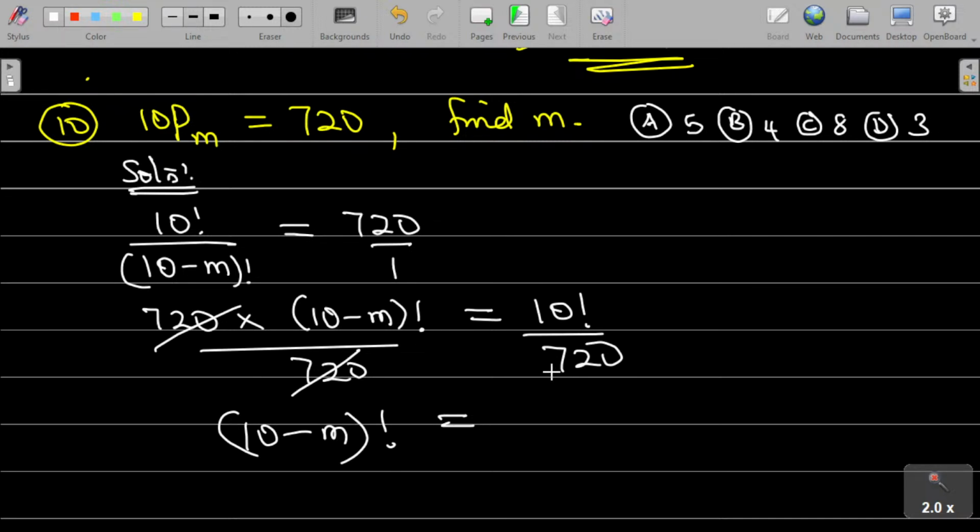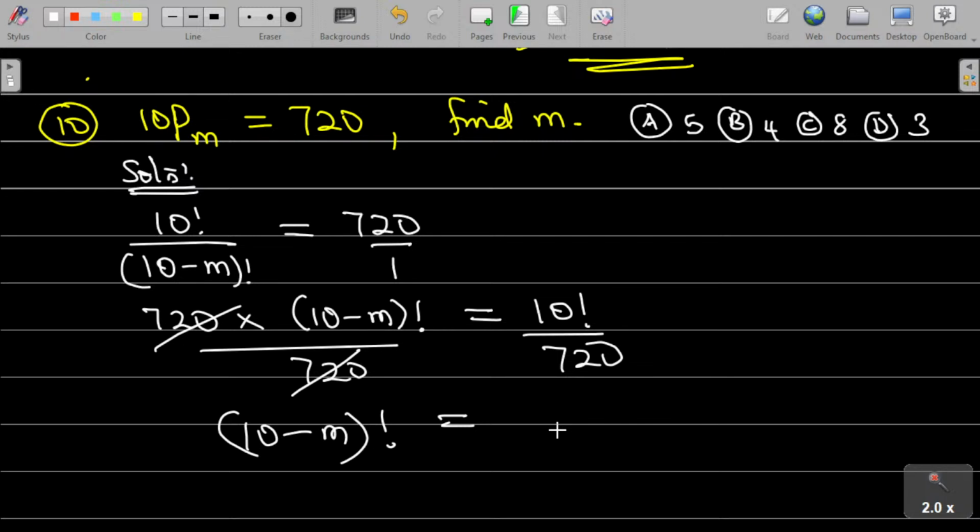Help me divide that. Yes, the calculator will do it. There's a calculator you will have on the system. That one should be able to do it. Anyway, I've broken my chair. Okay, so that one should be able to do it. Okay, so what did you get? Help me with 10 factorial over 720.